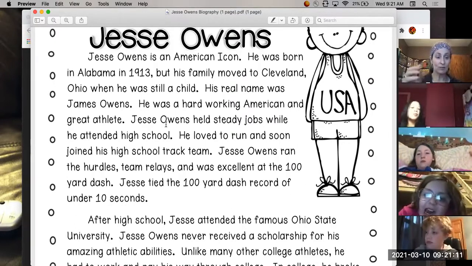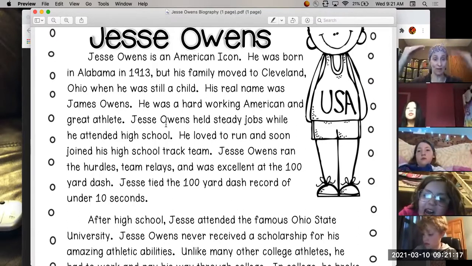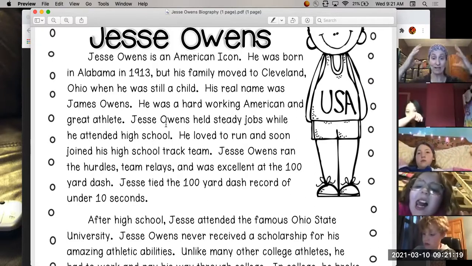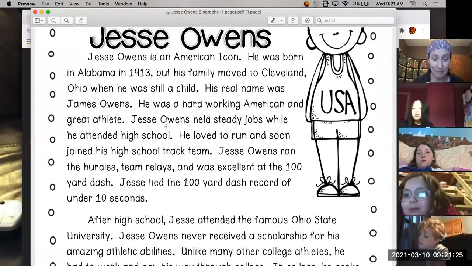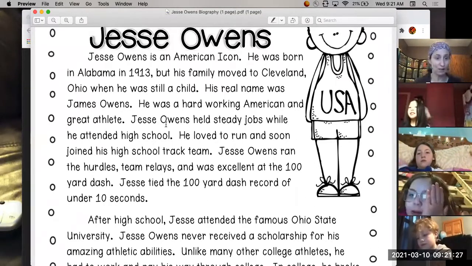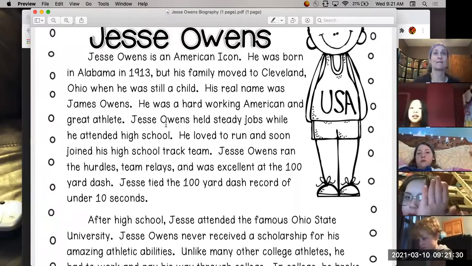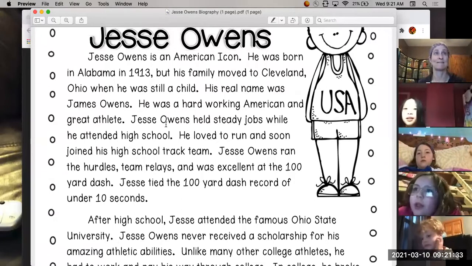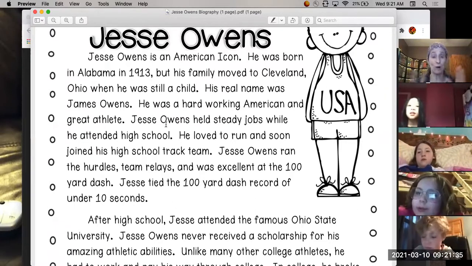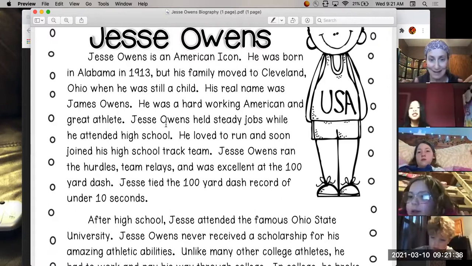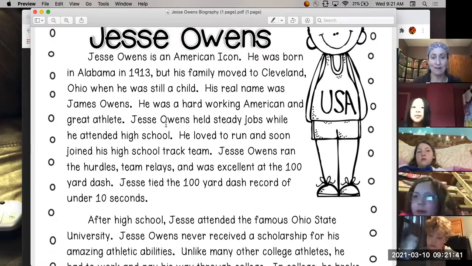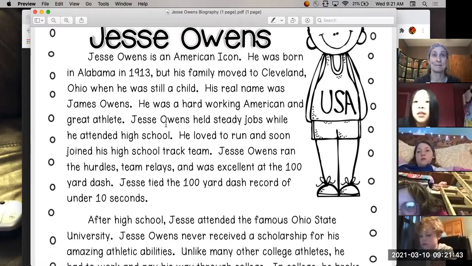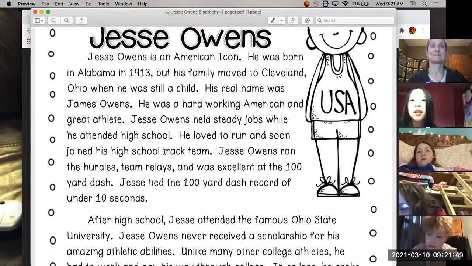So as a reader, when you're reading biographies like this, there's so many facts coming at you that you have to sometimes stop every once in a while and double check your understanding. So let me ask you this. What is his real name? He didn't go by Jesse Owens when he was young. Padme. James Owens. And what sport did he love? Sheila, what sport did he love?